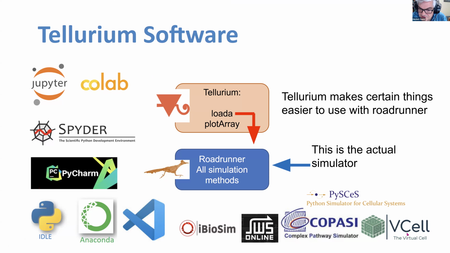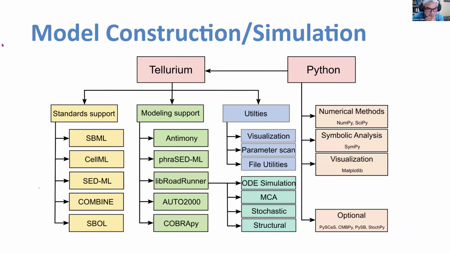The other thing, these are all these simulators down here, like VCell, Copasi, JWS Online, and Pisces, and so on. They're all compatible with SBML. So once you create a model with Tellurium, you can use it in any of these other ones and vice versa. So this gives you sort of a bird's eye view of where we are.